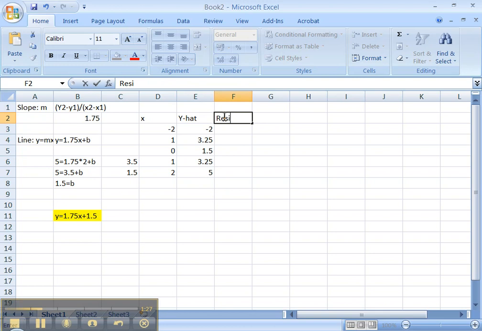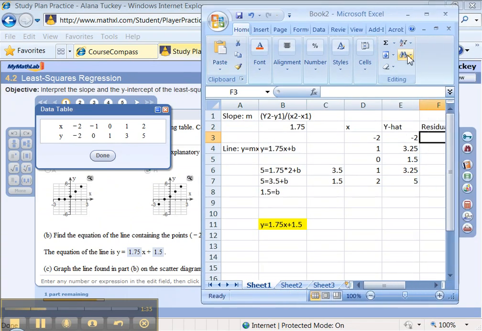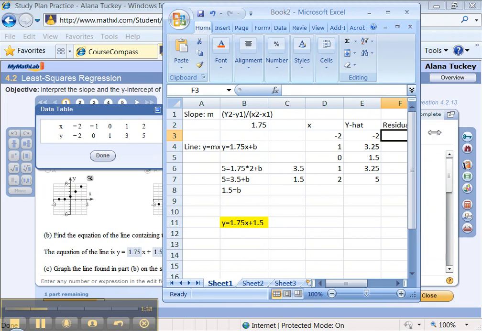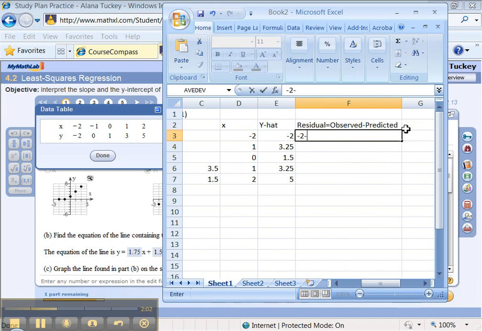Now I want to find the residual. I want to figure out how off I was. You can do this a couple ways. The way I'm going to do it is I'm going to use the table that they gave me. The first one, how off is negative 2 from negative 2? Don't forget, by the way, that the residual is the observed minus predicted. So I need to figure out what I actually observed, which was negative 2, minus what I predicted would happen, which is this negative 2.